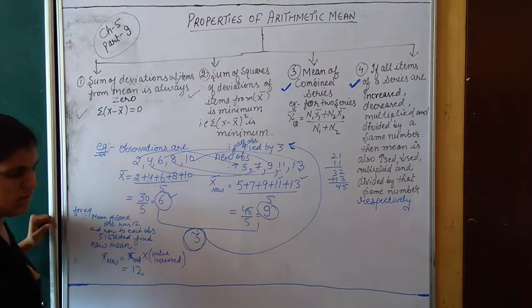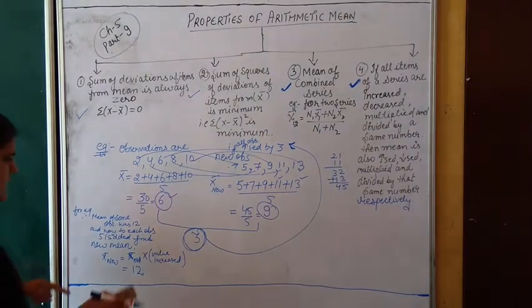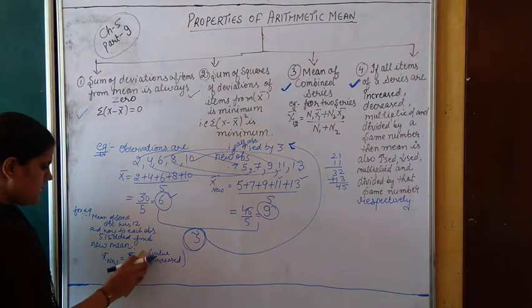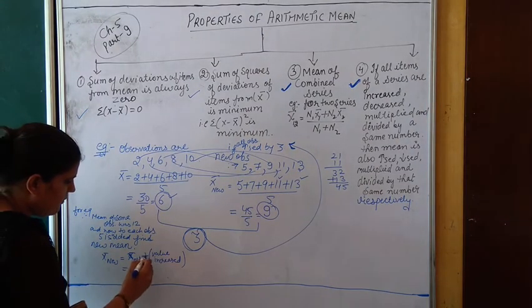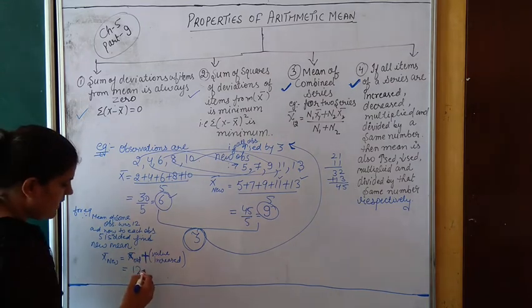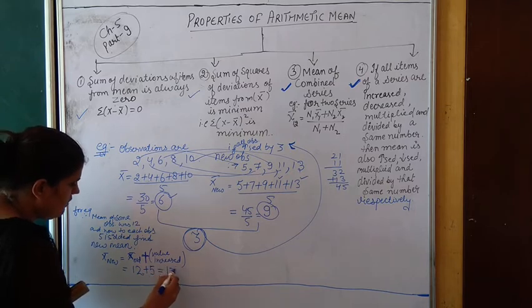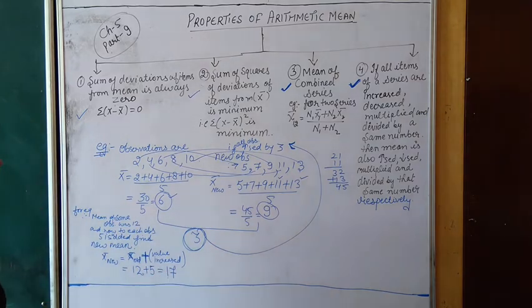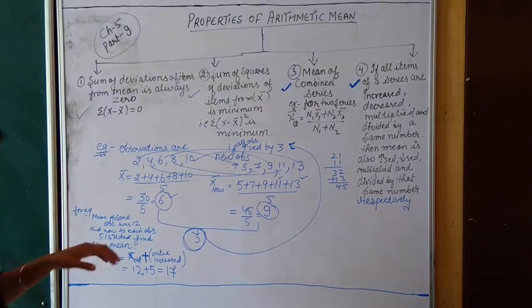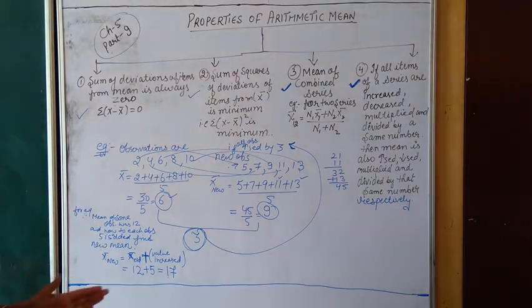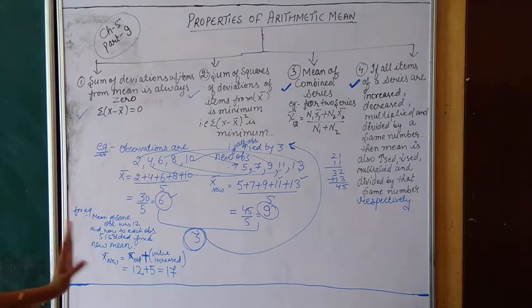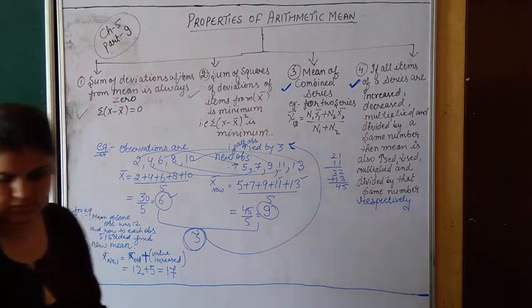12, and they are saying added. So what sign will come here? Plus sign will come. Clear? So 5 is there, so our new mean will be 17. So without the calculation also we can use it. So I am just generalizing using one formula only.